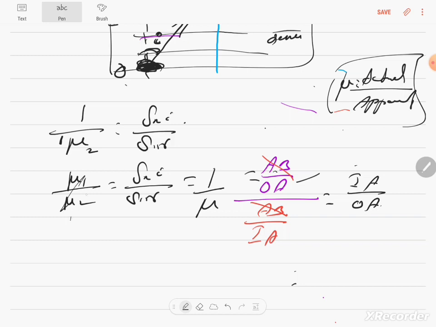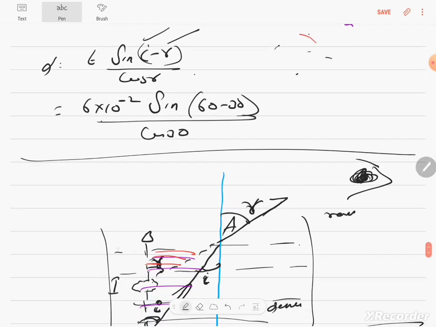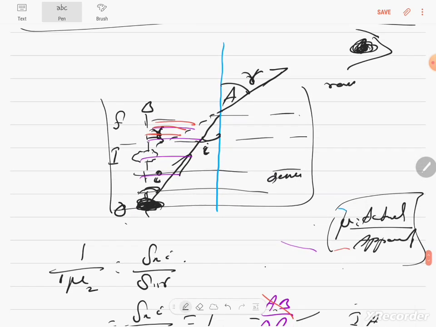Sorry, I should keep it as 1 by mu, no need to change it. 1 by mu is equal to sin I by sin R. So it's IA by OA. What is IA? What is the meaning of IA? It's apparent depth. IA is the hypotenuse. I don't want hypotenuse.